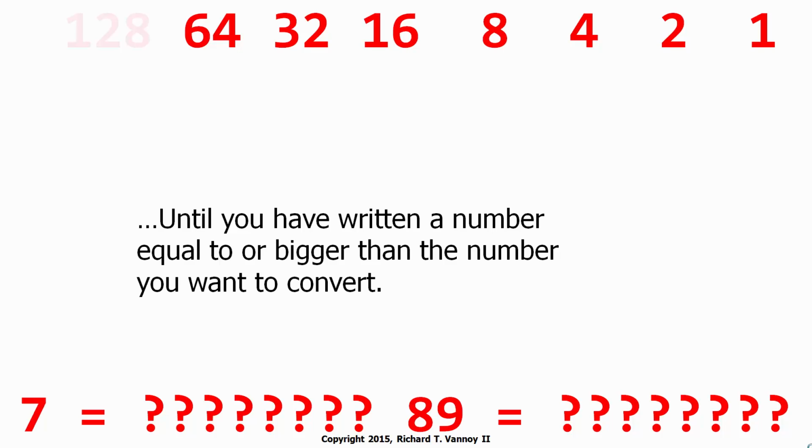Well, it turns out the largest number we're going to work with here today is 89. So 64 is not larger than the number we want to convert. So we'll go one more double and get to 128. So what we've done now is written down all the numbers from 1 to 128 by doubling them.